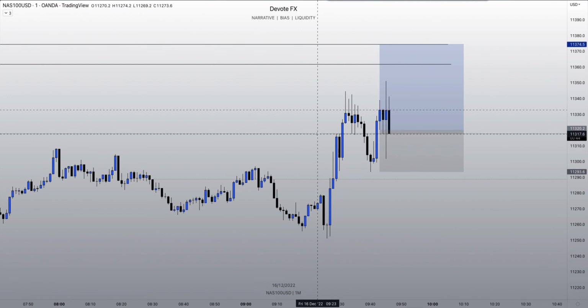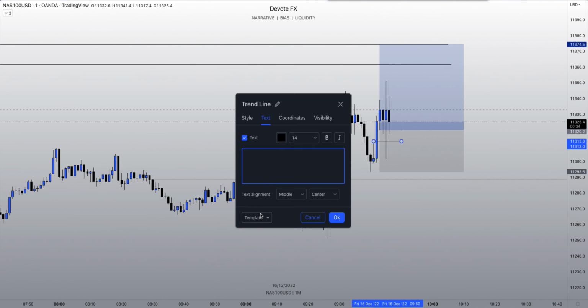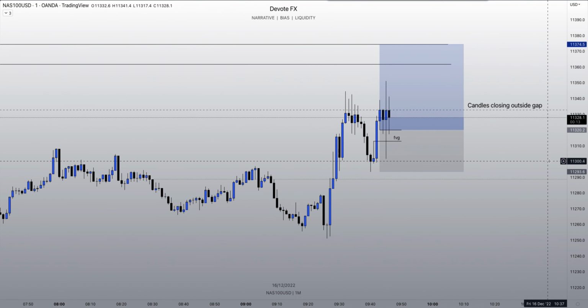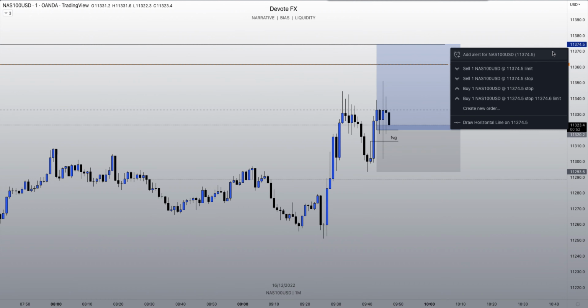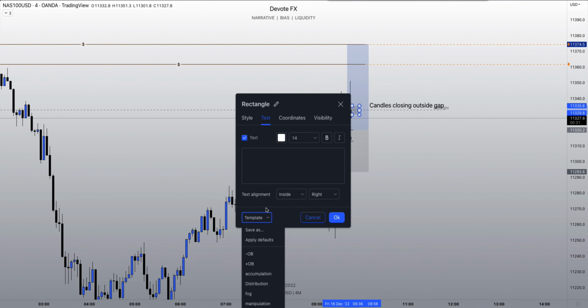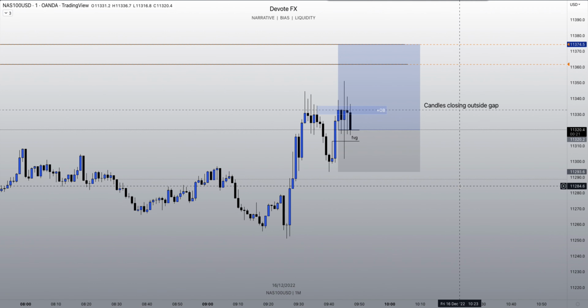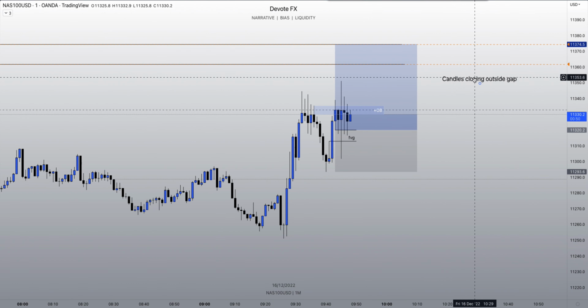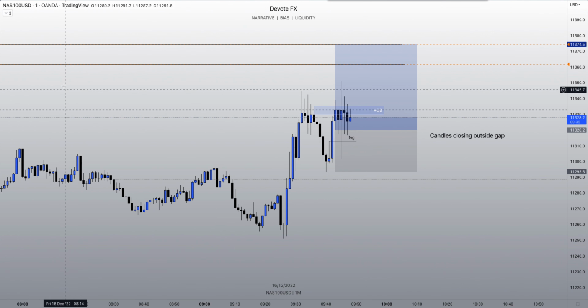As I take a position here off this impulse fair value gap, classic YouTube model, easy 2-to-1. Now we wait for price to expand. Notice the candle bodies closing outside of the fair value gap. Clear demonstration of order flow.